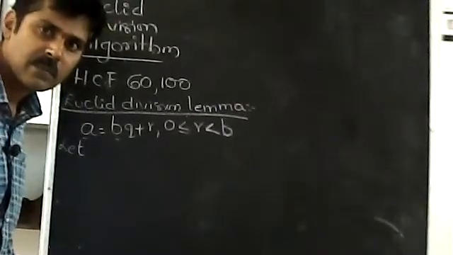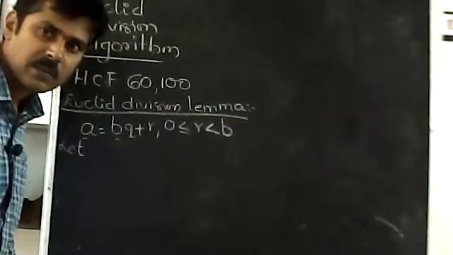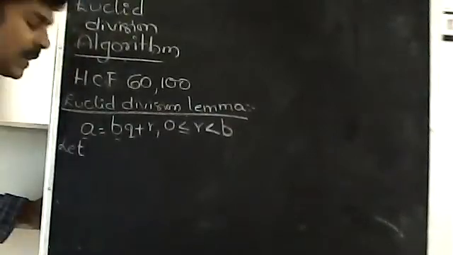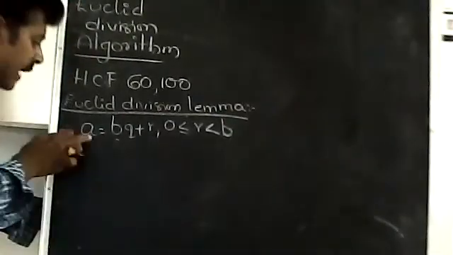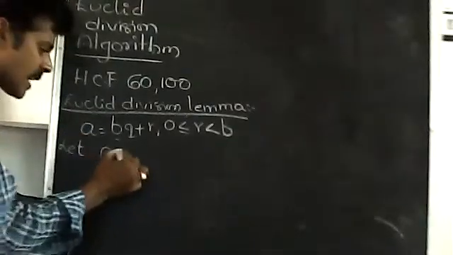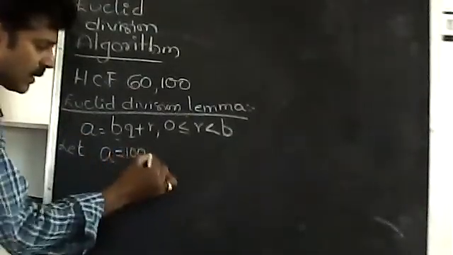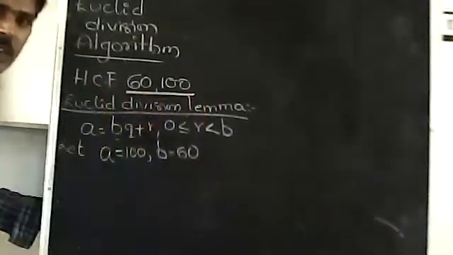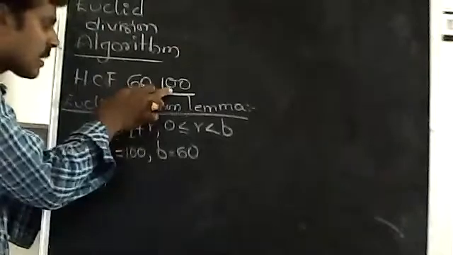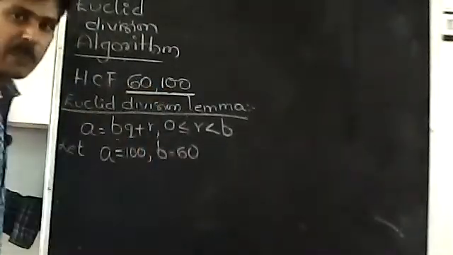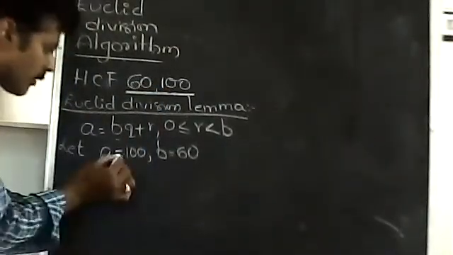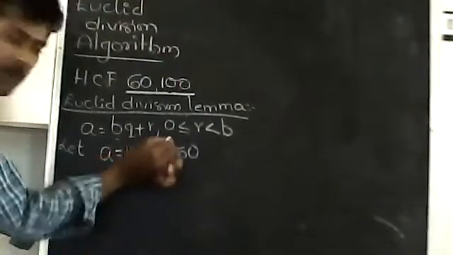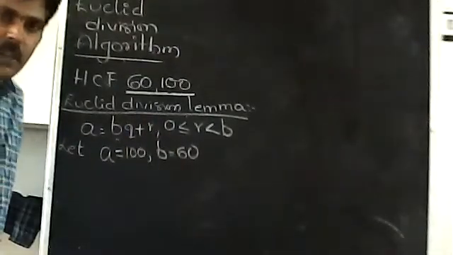So A is 100 and B is 60. The thing you have to remember is the highest number should always be taken as A. Let A be 100 and the smaller one will be taken as 60. In your problem, first you have to take the highest number as A and the lowest number as B. Then you get A equals 100 and B equals 60.